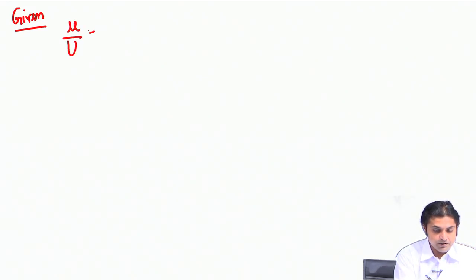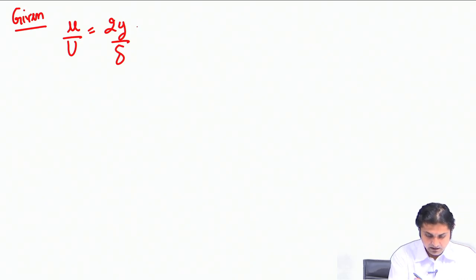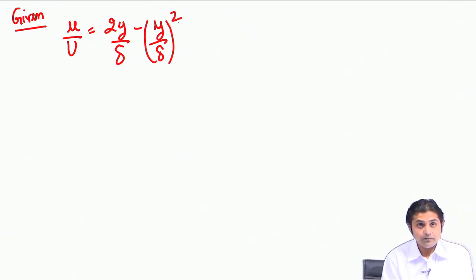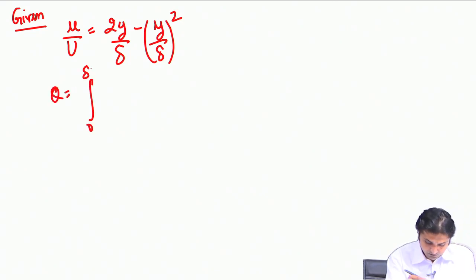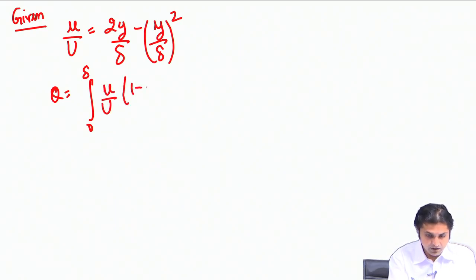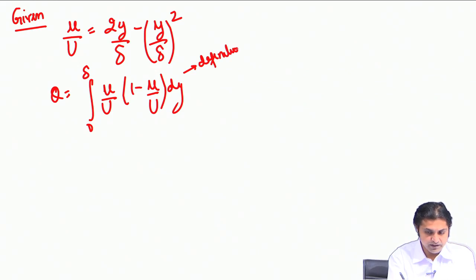So what is given is u by capital U is equal to 2y by delta minus (y by delta) whole square. Therefore, the momentum thickness can be written as integral 0 to delta of u by capital U times (1 minus u by capital U) dy. This is the definition, right, of momentum thickness.